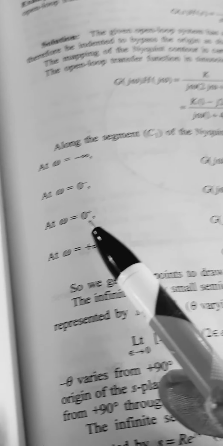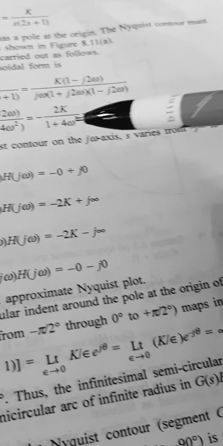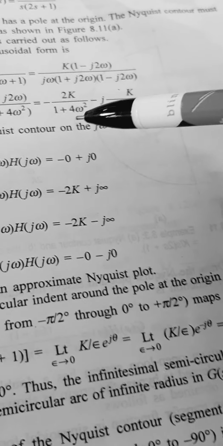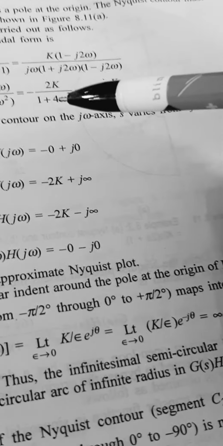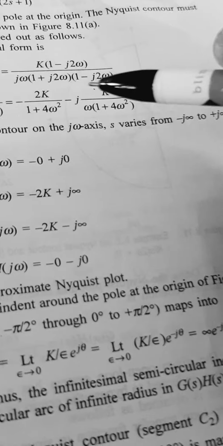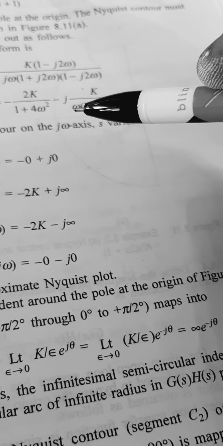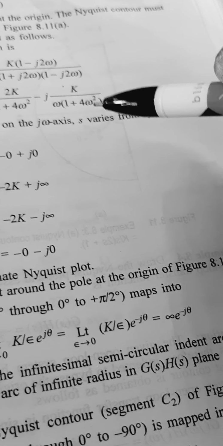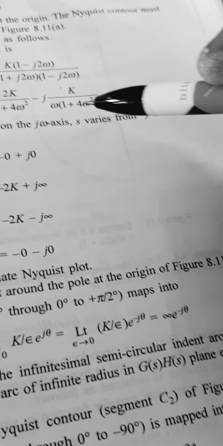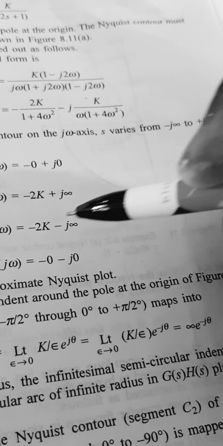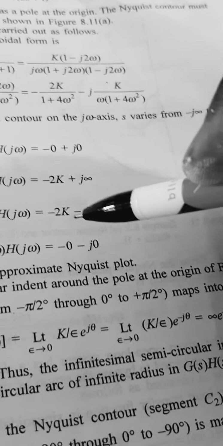Now when it becomes 0 plus, what happened? It is the same as minus 2k only, because 0 plus square is also 0, 1 plus 0 is 1, so minus 2k by 1, minus 2k. What about here? Here it becomes k divided by 0 plus, with plus sign, and 1 plus 4 omega square is 1 plus 0, so 1. This also is plus, so here the sign is minus j k divided by 0, so it becomes j infinity.